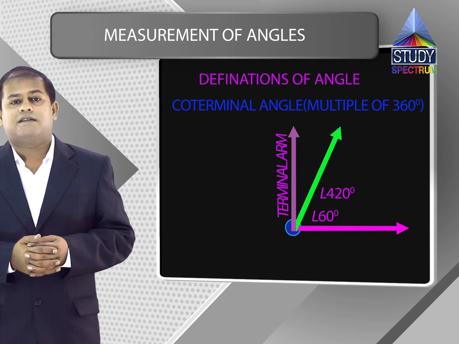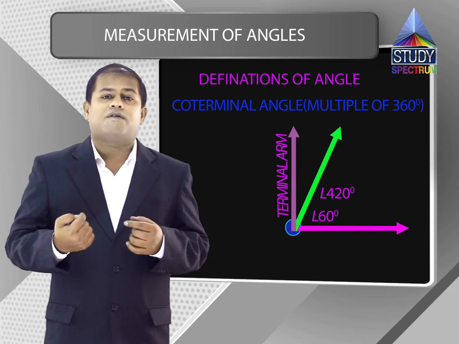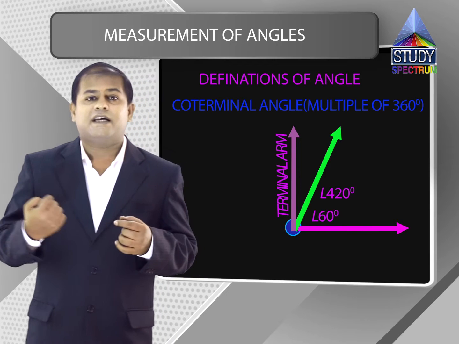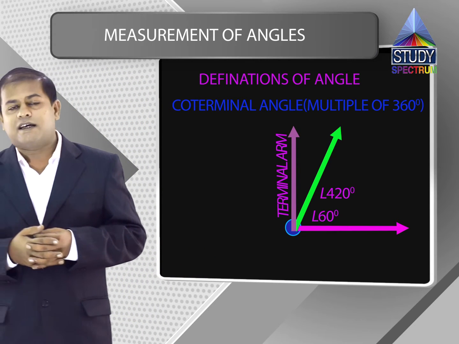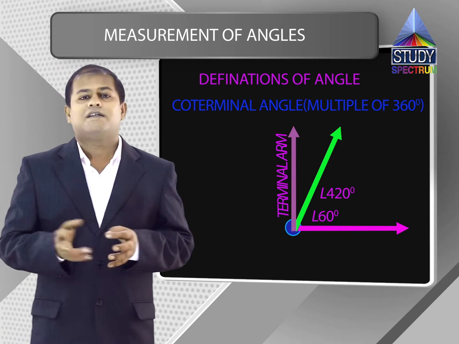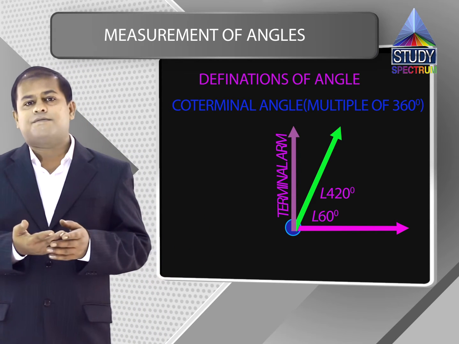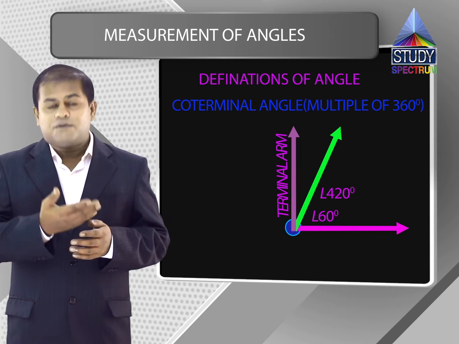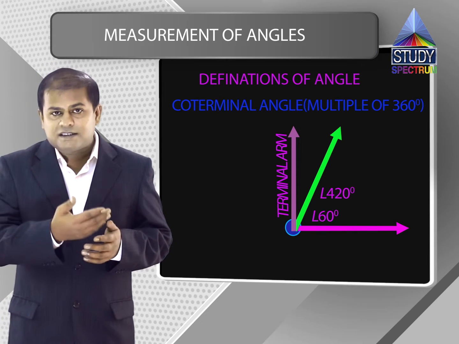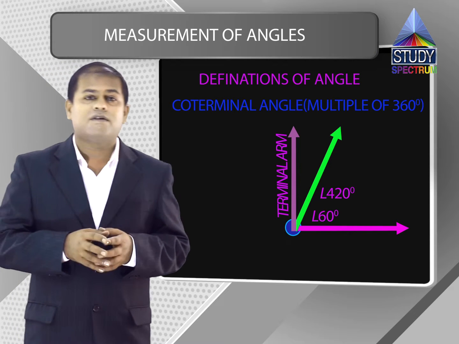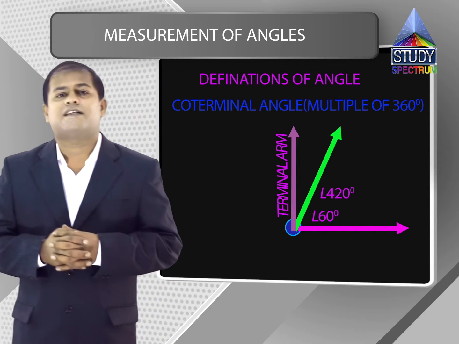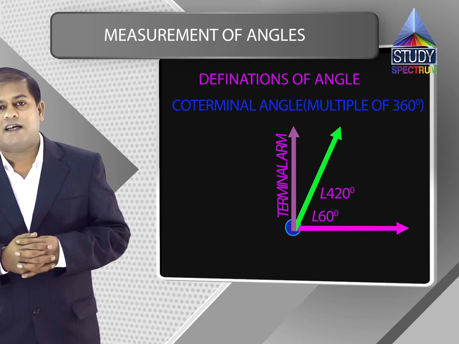Any two angles, if the difference of their measures is a multiple of 360 degree, then such angles are known as coterminal angles. The simplest example is 60 degree, 420 degree, 780 degree. All these have differences that are multiples of 360 degree. So such angles are known as coterminal angles.